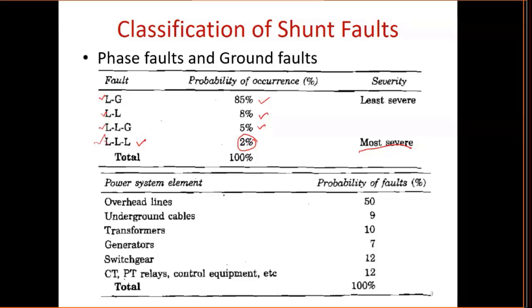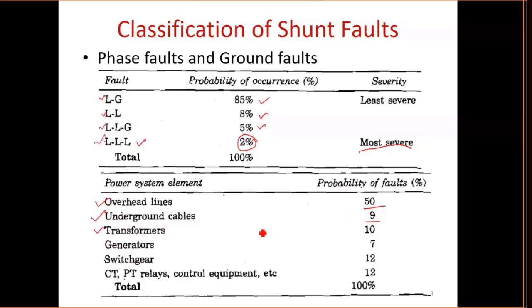And if you observe the power system elements and the probability of fault occurrence, then obviously we will see that most of the faults occur in the overhead lines. It is maybe because of natural disasters, because of transient overvoltage phenomena, because of switching phenomena, or because of different types of causes. So the chance of a fault occurring in the overhead line is the highest, that is 50%. And in underground cables, it's around 9%.